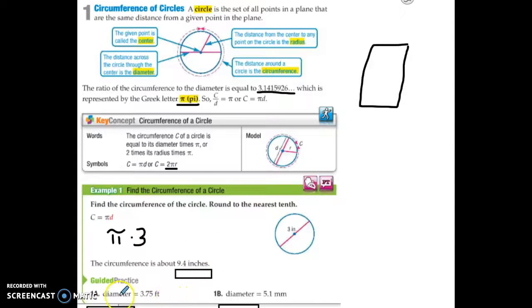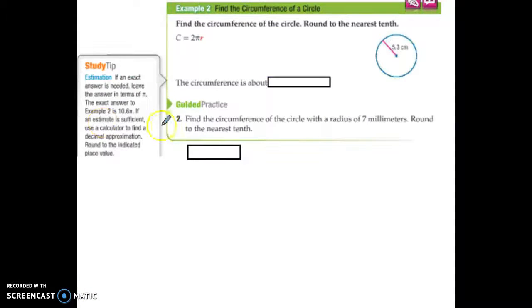Okay. Guided practice really quickly. If your diameter is 3.75, you just take that times pi to get your answer. Diameter is 5.1, you multiply that by pi to get your answer for the circumference. So not too difficult of a calculation today, but just identifying whether you have the diameter or radius is the big thing. Here you go, example 2, they give me a radius of 5.3.